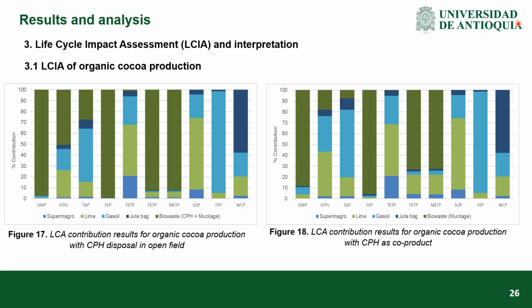And to produce organic cocoa, the pest and weed control is performed mechanically with a chainsaw. As a result, the gasoil used for the equipment is an important contributor in certain impact categories, as we can see here, particularly to the terrestrial acidification, the human toxicity potential cancer, and even more over the fossil scarcity potential.